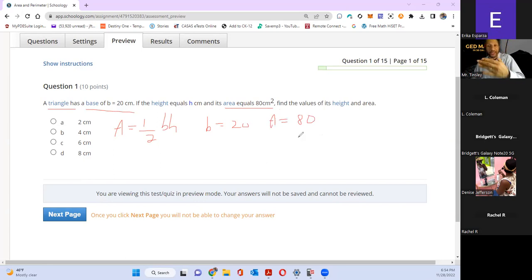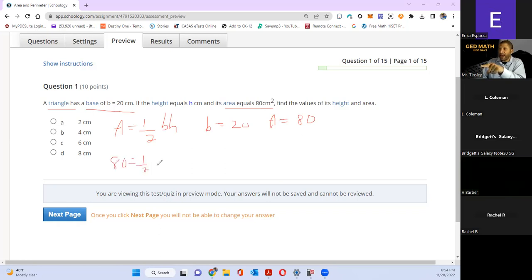So now I'm going to plug in everything that I know. So area is 80, equal to one half, the base is 20, times H. What's half of 20? Ten. So look what I did. I just did that in my head. Everybody knows the half of a number. Half of 20 is 10. 10 times H. How can I get H by itself? What do I need to do?